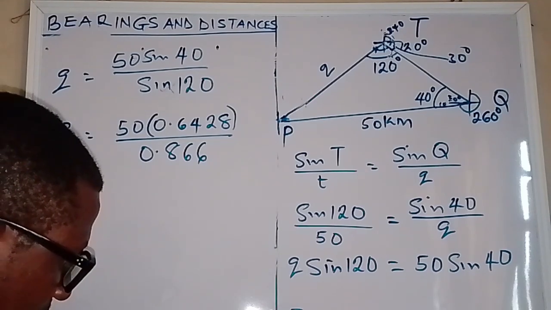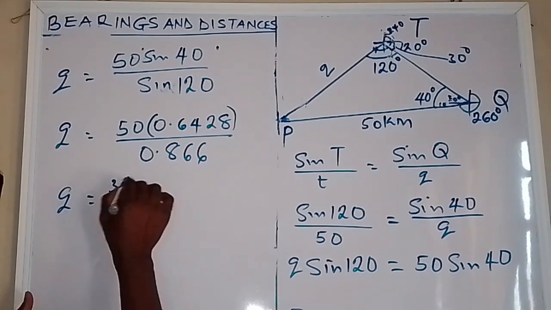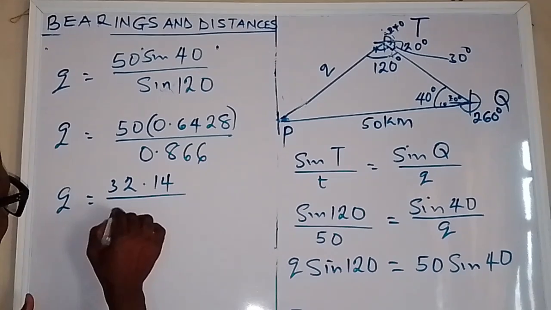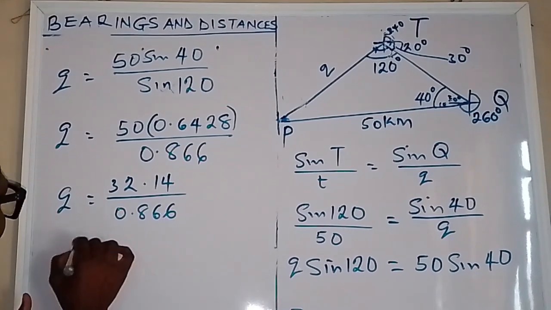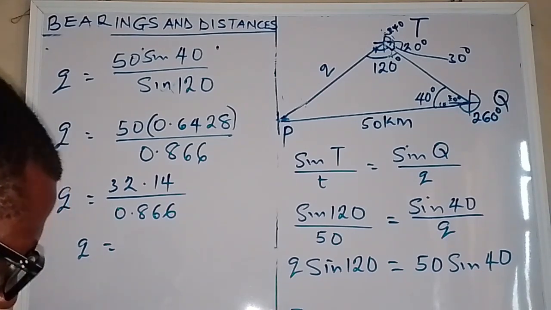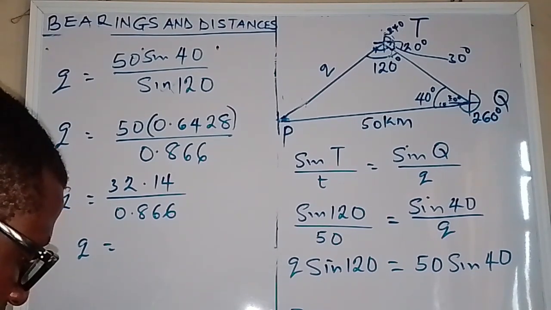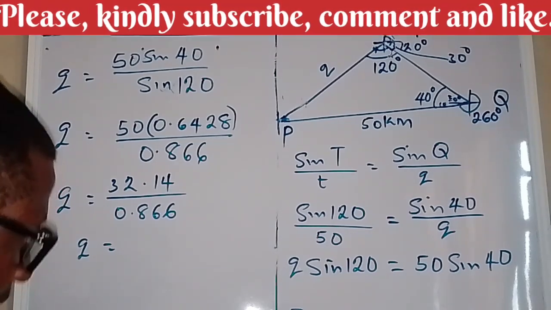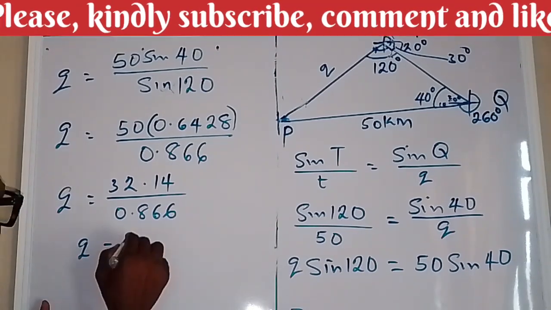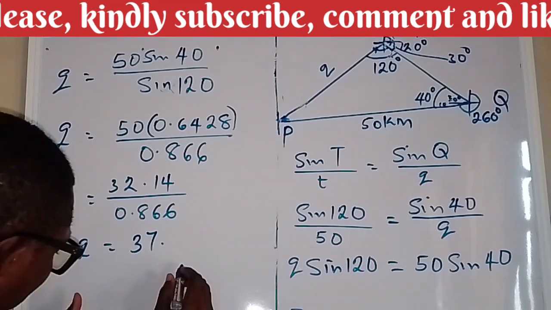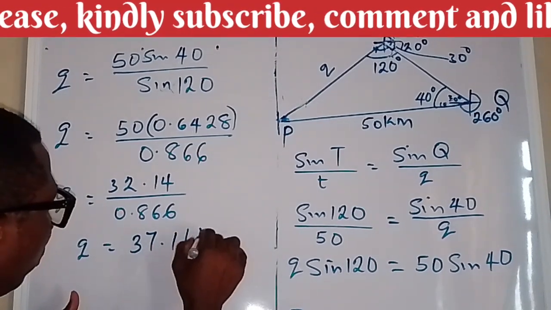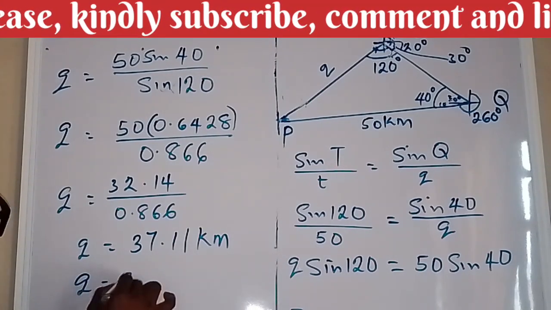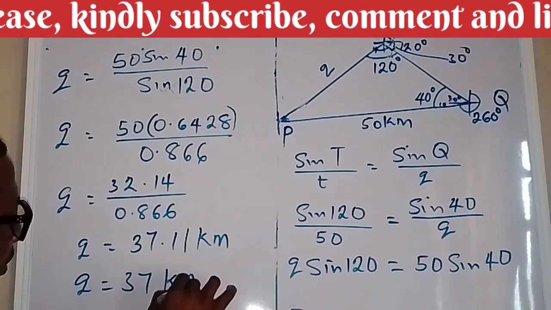So q will be equal to 50 times 0.6428, and that's 32.14, over 0.866. So q will be 37.11 kilometers. To the nearest whole number, we have q to be equal to 37 kilometers.